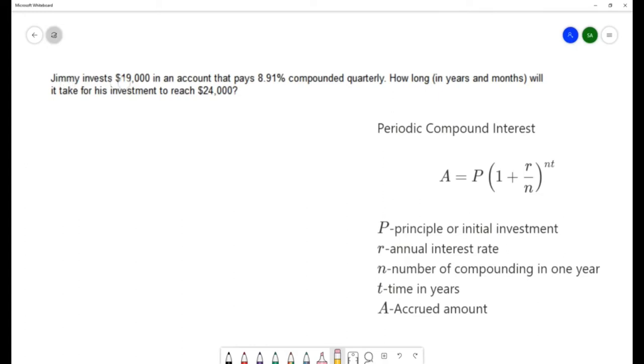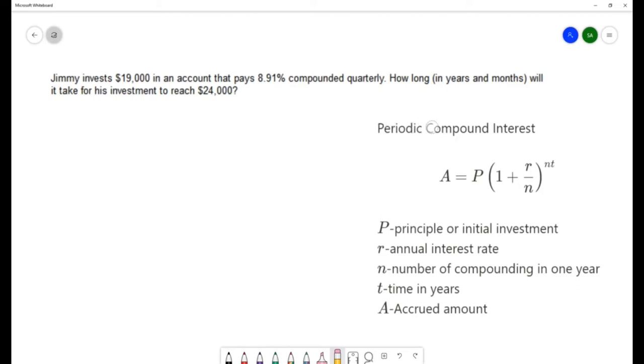Jimmy invests $19,000 in an account that pays 8.91% compounded quarterly. How long in years and months will it take for his investment to reach $24,000? So first thing I want to focus on is some wording in this problem that indicates the formula that we're going to use. The interest is compounded quarterly, which means that the interest is compounded periodically.